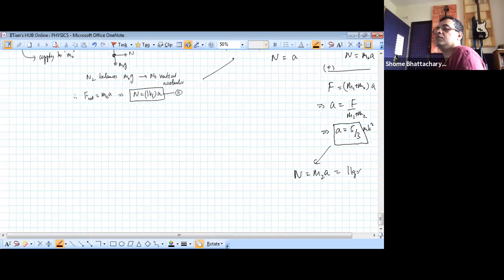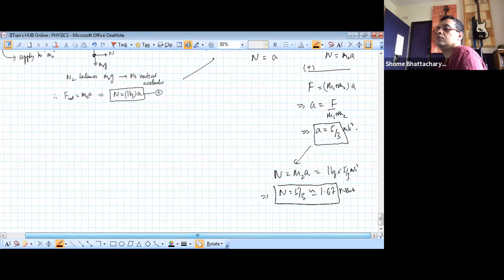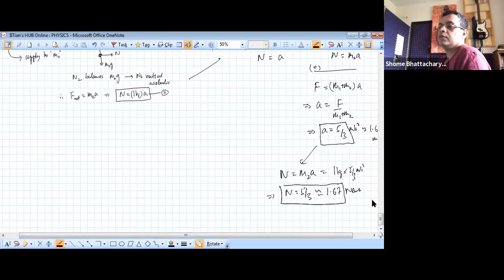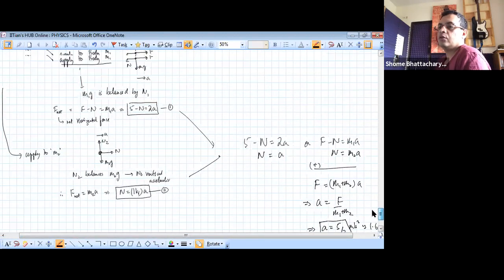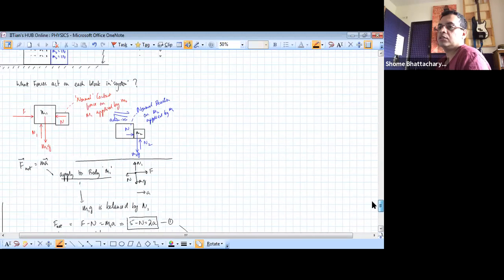So 1 kg into 5 by 3 meters per second square. So the normal reaction becomes 5 by 3 newtons. So this is the proper way of solving this question, by using Newton's second law systematically on each of the bodies in the system.